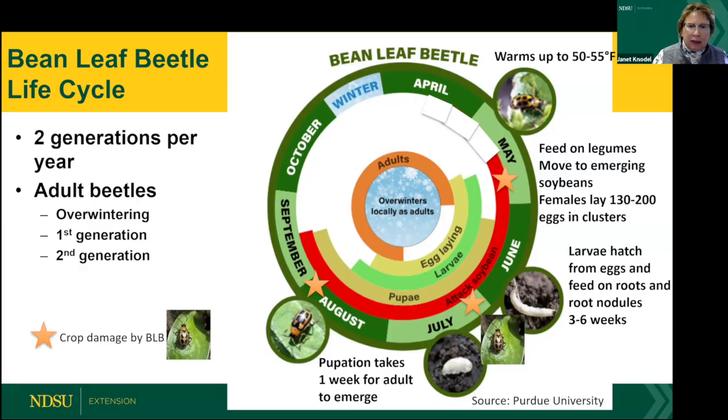So the stars indicate when each generation starts. First we have that overwintering one in May when that beetle will come out. Then usually early to mid-July, depending on how warm it is, the first generation comes out, and then usually late August, that third one comes out. So it has a kind of long life cycle.